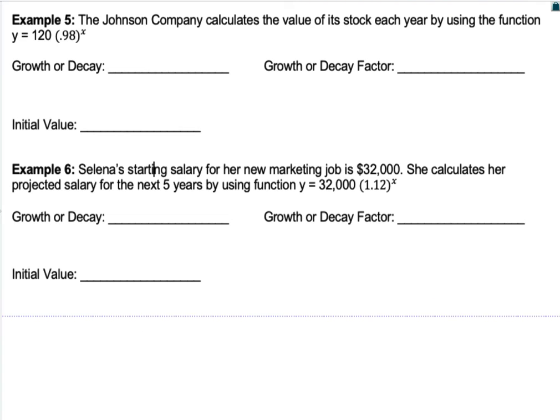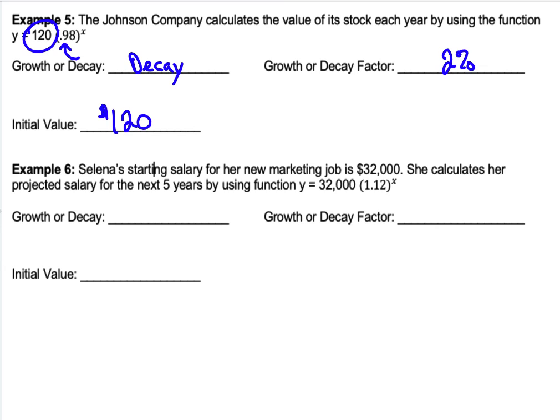All right, last little bit. Can we take that information from kind of a larger problem here? It says the Johnson Company calculates the value of its stock each year by using the function y is equal to 120 times 0.98^x. So you'll notice in here, immediately you should notice, ooh, it's smaller than 1. It's going down. So this is going to be decay. They're expecting their stock value to decrease each year. The initial value was 120. So that was the value of the initial stock. And 0.98, well, think about 100% to 98%. It went down by 2%.